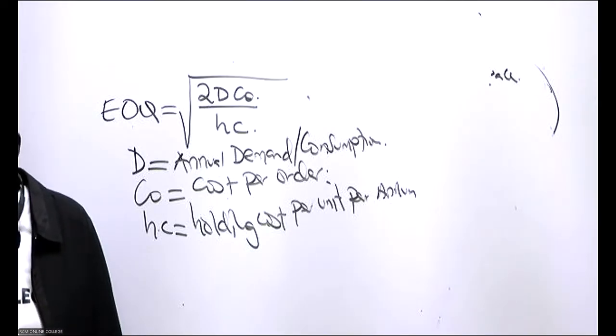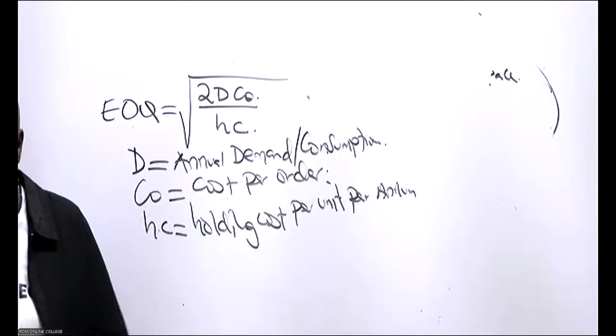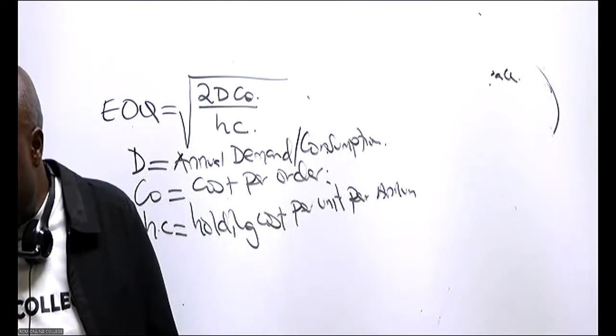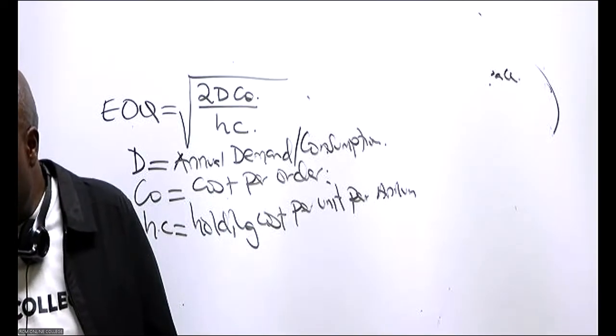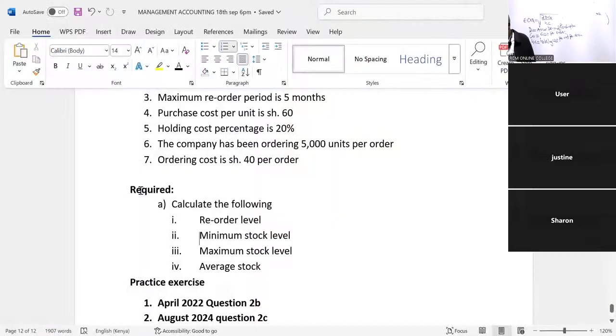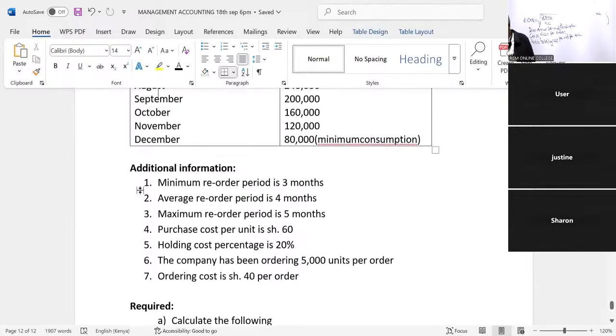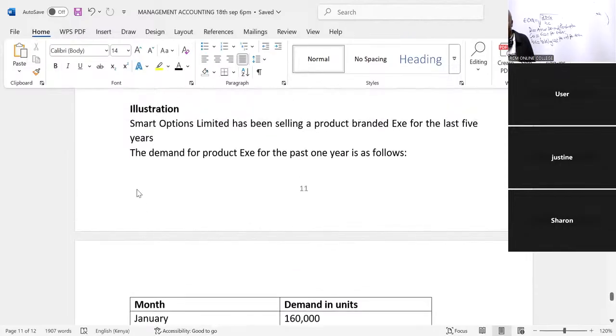So holding cost per unit per annum. Great. So then we go back to this question and then we tackle it. This question has a name. It is smart options, isn't it? So we are calculating EOQ for smart options.